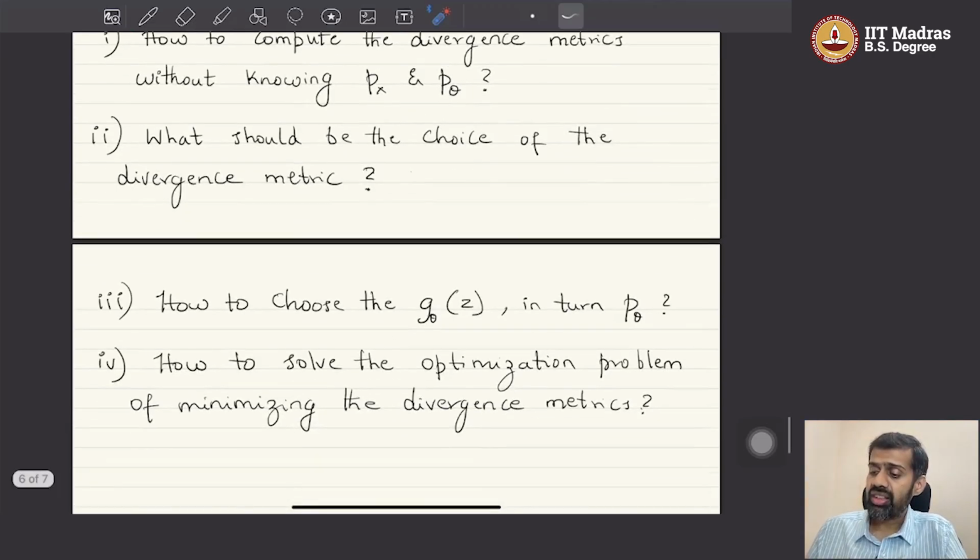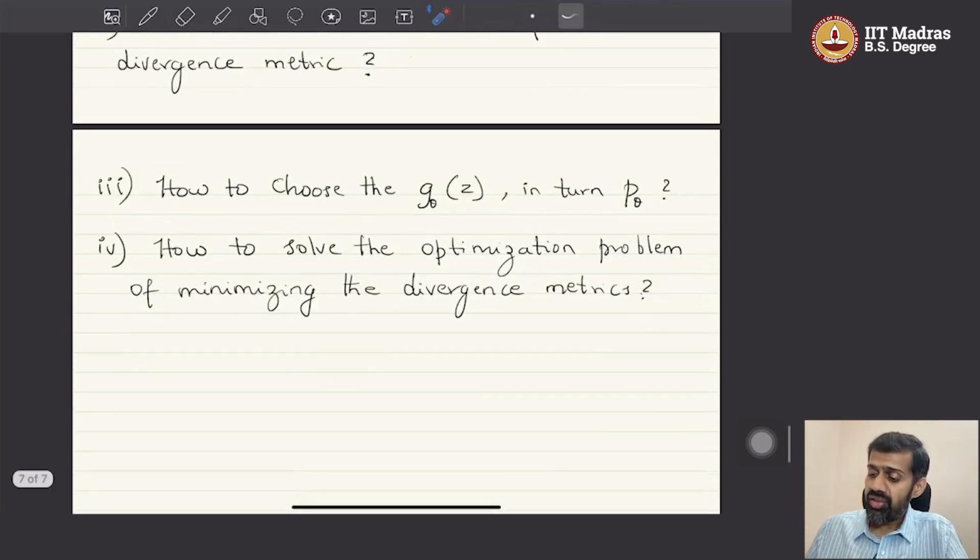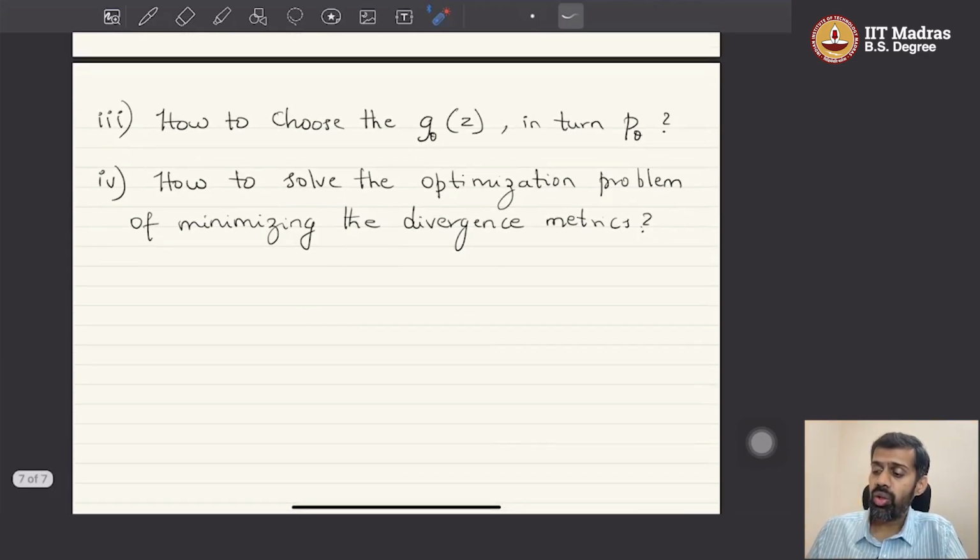And the other question that we ask is, what should be the choice of the divergence metric that we would be using? The third relevant question is how to choose the particular g theta. If you choose the function g theta, then in turn you are choosing p theta as well. What choices can one make on g theta? The other relevant question is, how do we solve the optimization problem of minimizing the divergence metric? These are the questions that one should ask if one is interested in constructing a generative model using the push forward method that we just looked at.